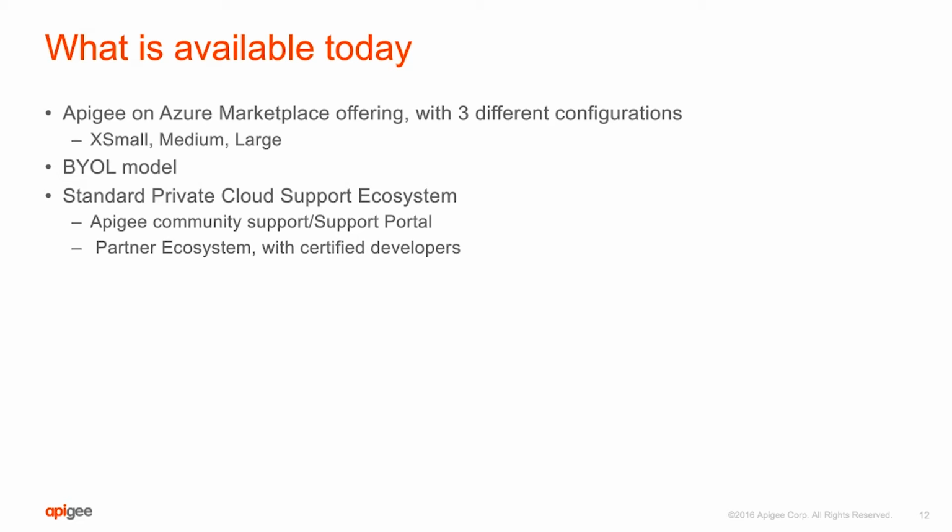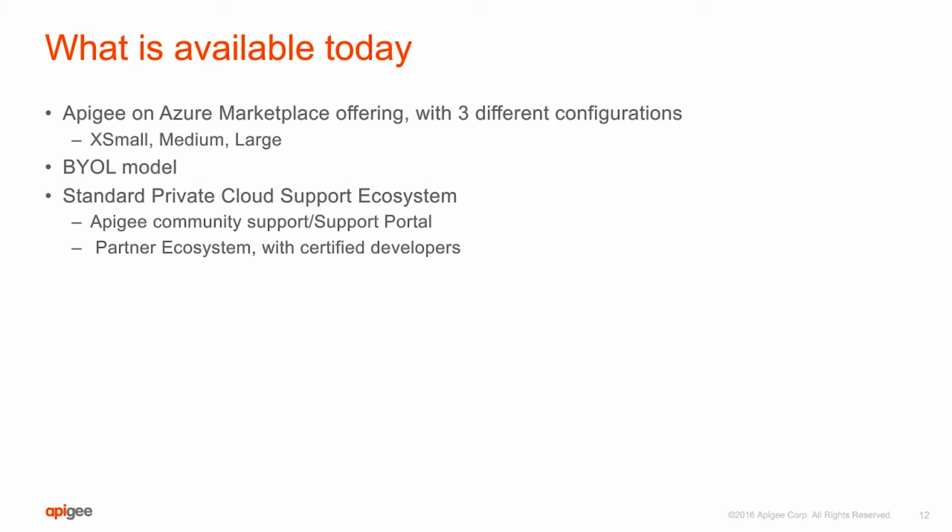And from a licensing standpoint, it's no different. It's a bring your own license model on the Azure Marketplace. So essentially, you are using your existing license from Apigee. So if you already have a license, you would use that in the marketplace offer. If you do not have one, you would contact Apigee sales to get an eval license for you to try. Right, and like I said, the support for this would be pretty standard because what we are essentially doing is taking our private cloud bits and deploying it on the marketplace. So you should expect the same level of community support or the support portal support.